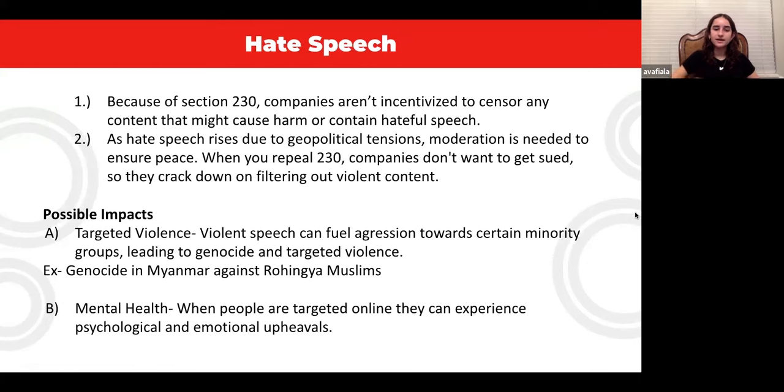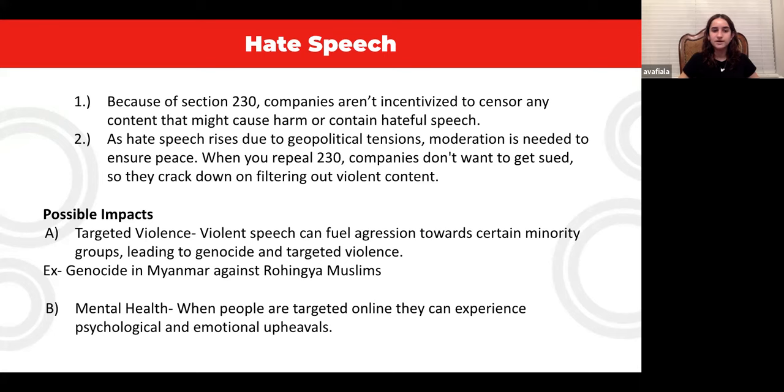The second argument is hate speech. Again, because of Section 230, companies aren't incentivized to censor content that might cause harm or contain hateful speech. Hate speech arises during geopolitical tensions, and right now there are so many conflicts going on, so moderation is really important, because we need peace. But when you repeal Section 230, companies don't want to get sued. Since they don't have the protection under Section 230, they can get sued over a lot of different content on their platform. So they're going to crack down on filtering out hateful and violent content. We're not going to be seeing the same hate speech we see online today, because I'm pretty sure we've all seen it on social media.